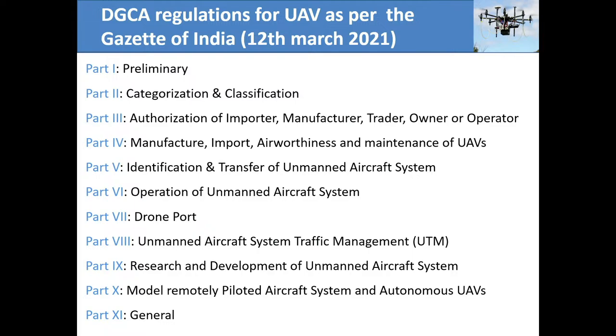So I have a drone, I want to sell it to you, I can transfer it legally and you will be the owner of that. For that, what are the forms required, what are the formalities required, everything is listed. Then operations of unmanned aircraft system. So what are the areas where you can fly, what height you should fly, what conditions you should fly, like visual line of sight or beyond visual line of sight. All those things are mentioned in part 8 or 7 of this 6.